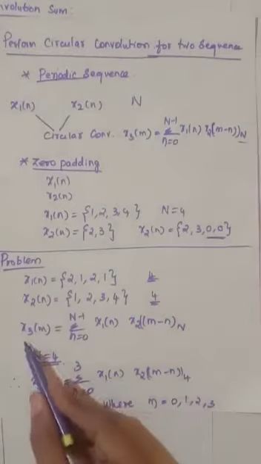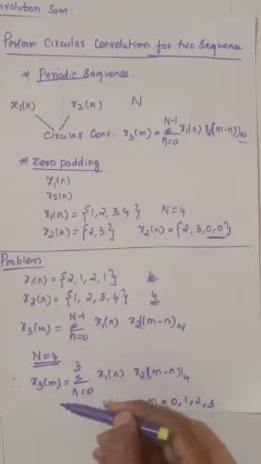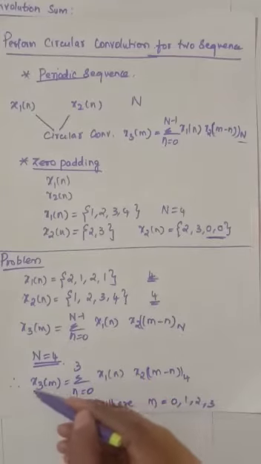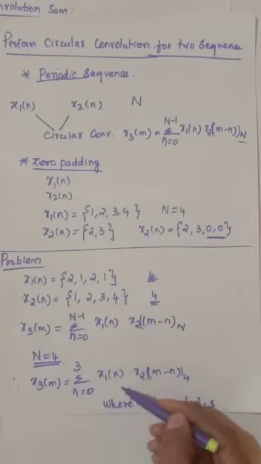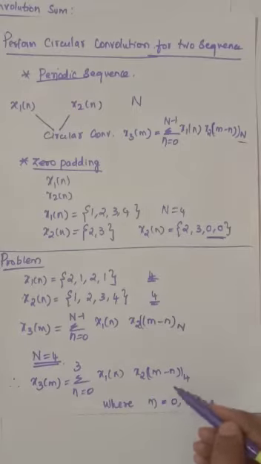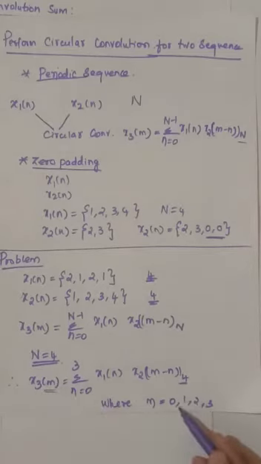Now consider the circular convolution formula. Here N is equal to 4. I am going to rewrite this formula as x3 of m is equal to summation n is equal to 0 to 3 x1 of n, x2 of m minus n. This represents periodicity, and this m varies from 0, 1, 2, 3.